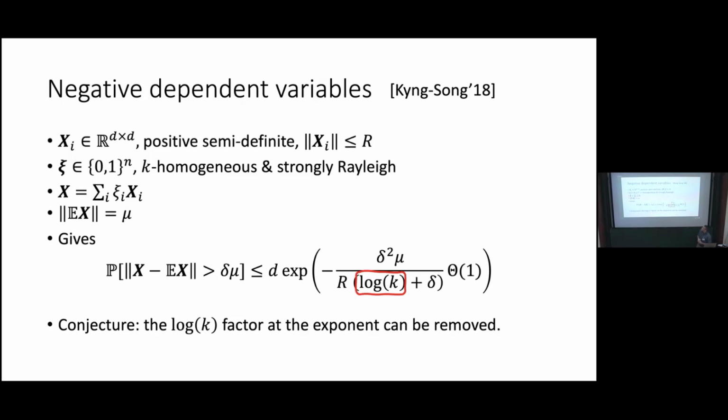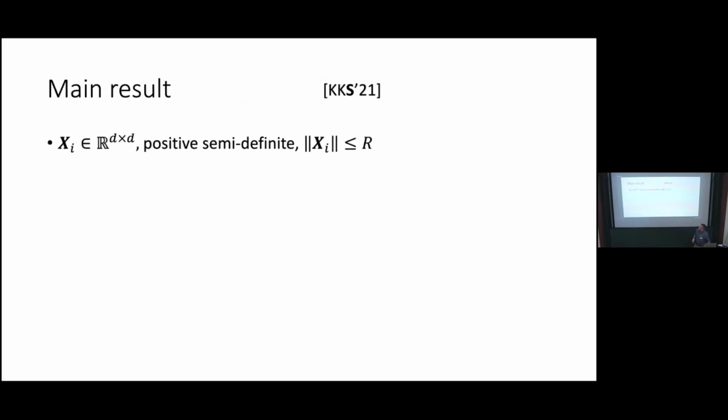So k-homogeneous here means only support size? This k-homogeneous means that for this random vector, in every outcome we only have k ones. So for every outcome of our random vector, X is actually a sum of only k matrices Xi. Okay. So this is what we obtain.